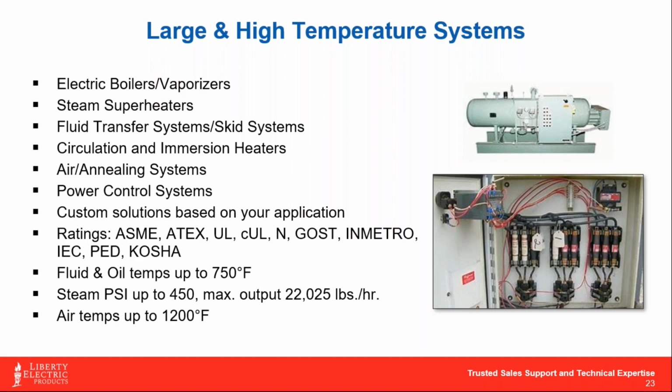But again, we can take fluid and oil temperatures up to around 750. Having come from the steam world, I was always impressed that PSI up to 450F isn't really that big of a deal, because that's the pressure rating of your vessel. But an output of 22,000 pounds per hour, if my math is still okay, it's been about 11, 12 years since I've used that steam calc, comes out to about 500 horsepower in boiler size, which is a pretty good size boiler. Air temps up to 1200. Again, Colorado Element, that's what they put out.